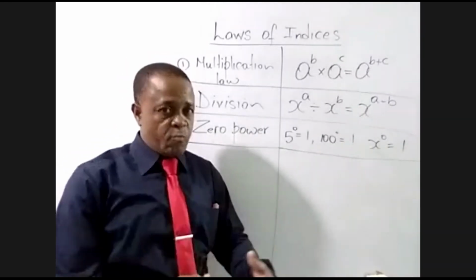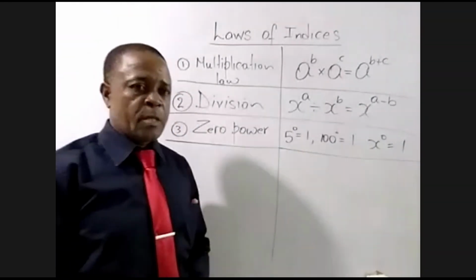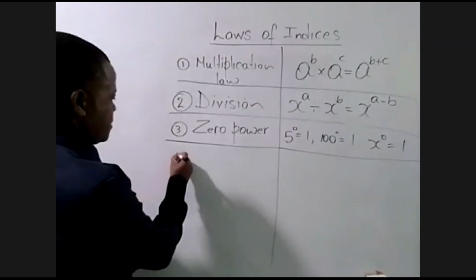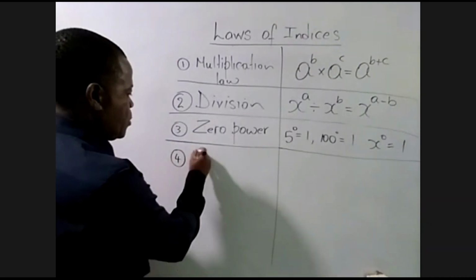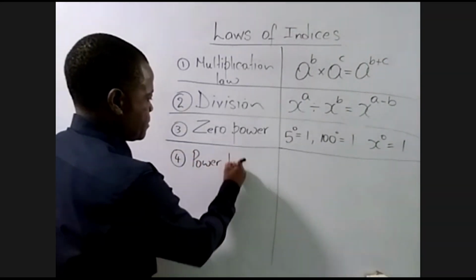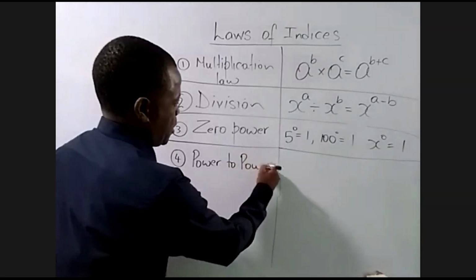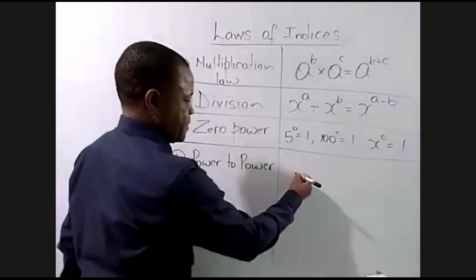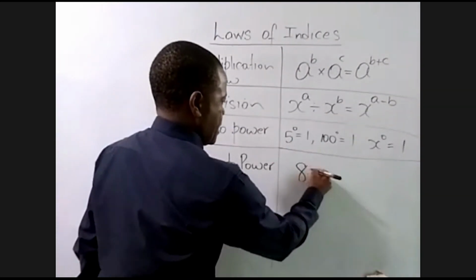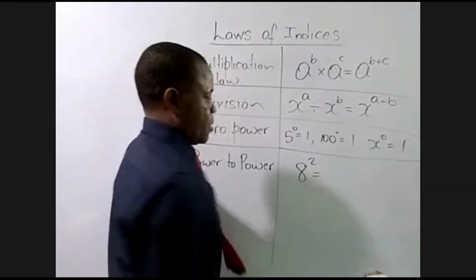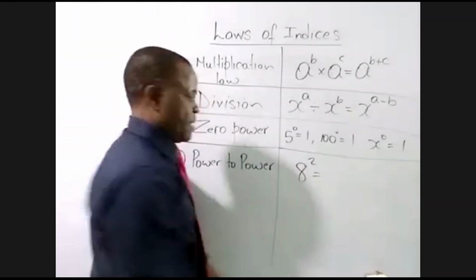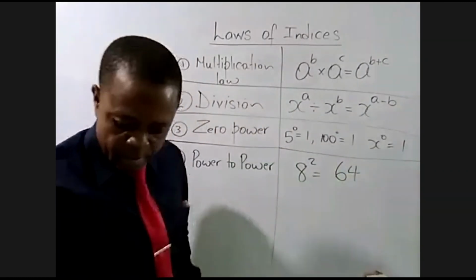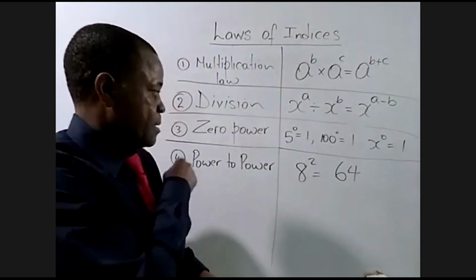Now, we're running out of time, but I'm going to try to see if I can just squeeze in one more law for you, which would be the fourth one. And this one we refer to as the power to power. Now, quickly, let's jump into this little activity. What if I have 8 squared? Now, 8 squared would have been the same thing as 64.